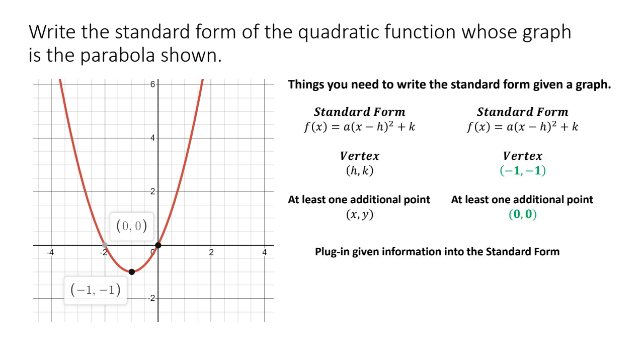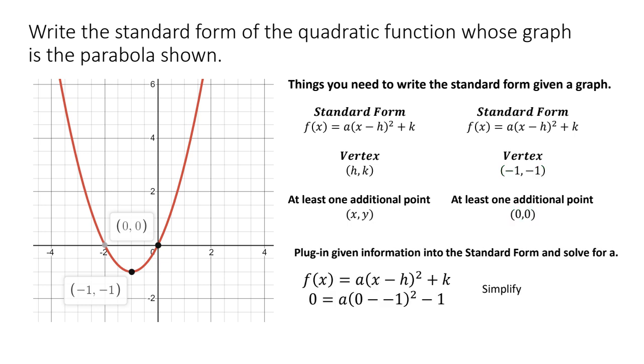Let's plug in what I know. I knew my h and k. Again, my h was -1, my k is -1. I'm going to plug it into the formula. Okay, and I also know a point. I know the x value is 0 and my y value is 0. So when I evaluate this, I'm going to be able to solve for a, my only unknown.